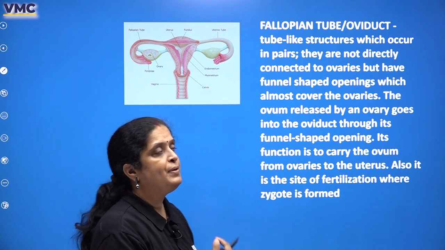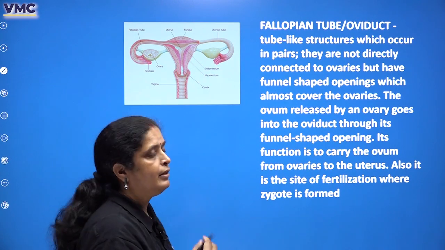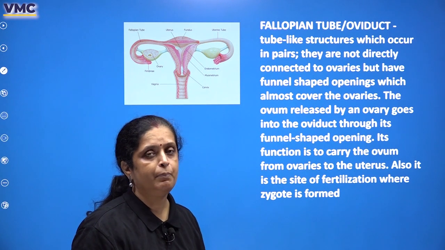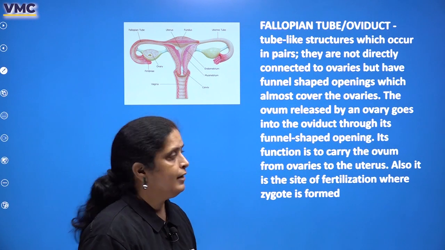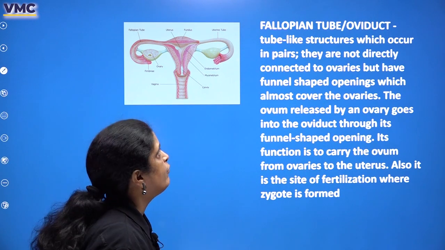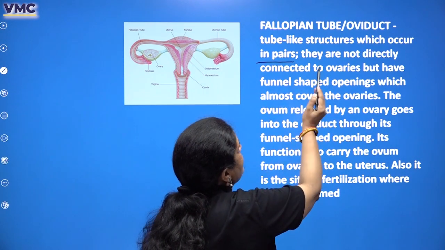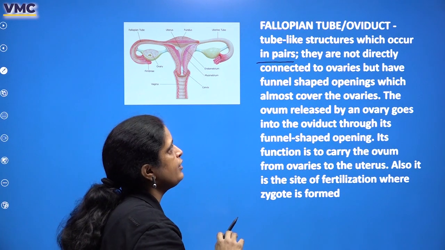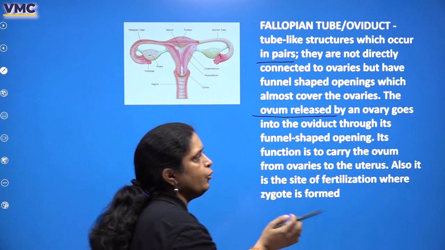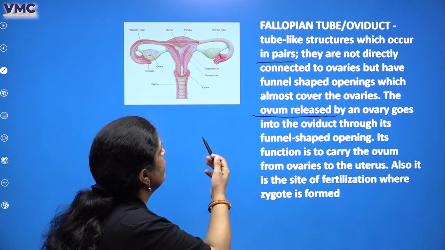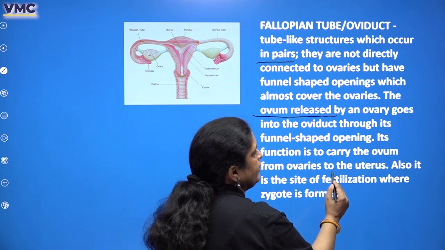After the ova has been passed to the fallopian tube, the male sperm reaches the fallopian tube, and this is the place where fertilization would take place. So it is a tube and it is also in pairs, right? Each ovary is associated with one fallopian tube. Ovum is released by an ovary and it goes into the oviduct. It carries the ovum and takes it to the uterus.